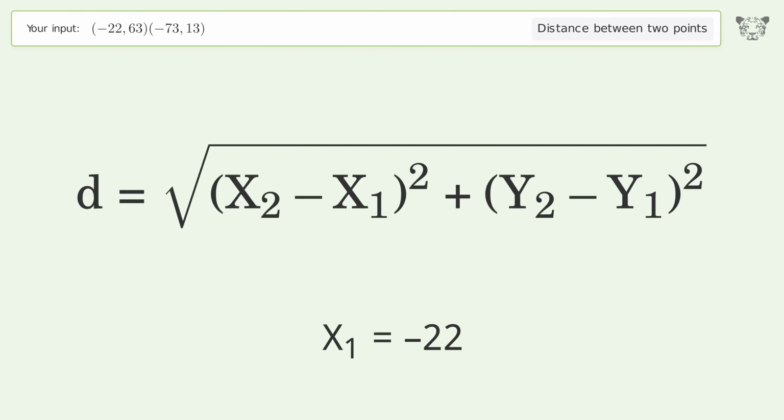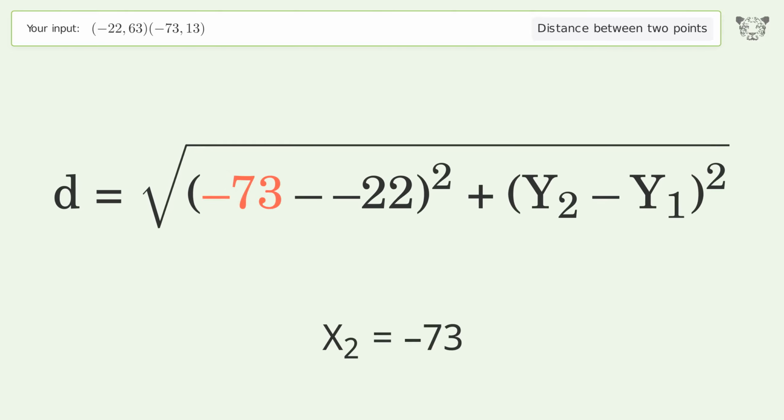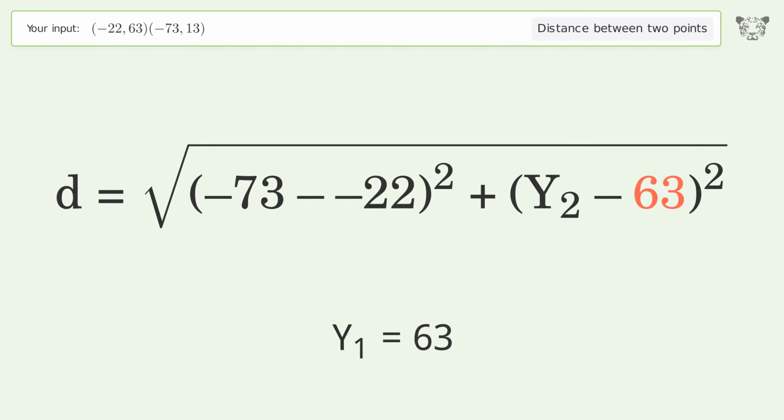x1 equals -22. x2 equals -73. y1 equals 63. y2 equals 13.